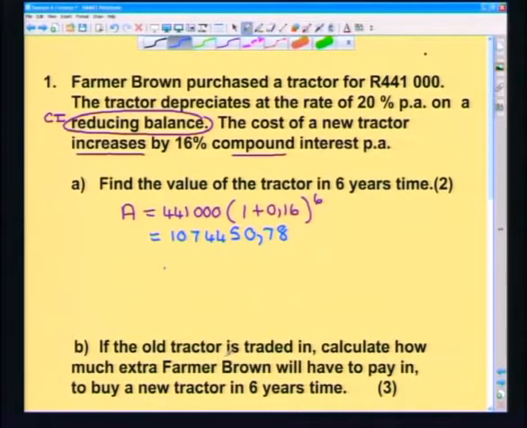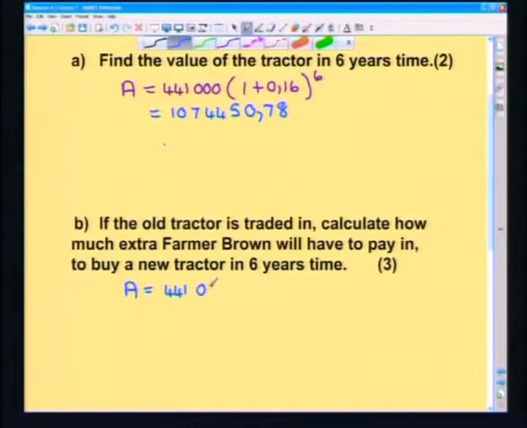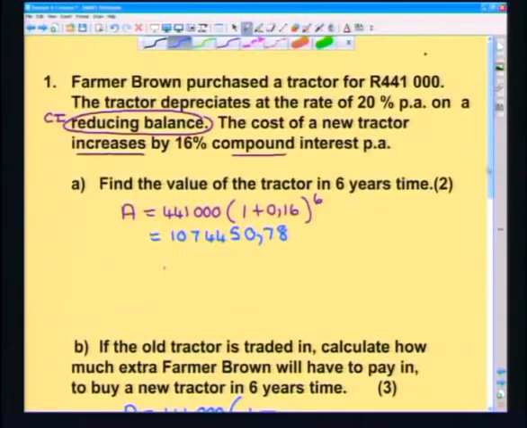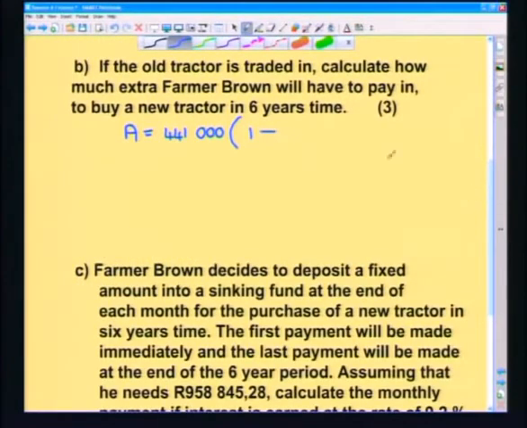Now it says, if the old tractor is traded in, calculate how much extra Farmer Brown will have to pay to buy a new tractor in 6 years' time. So now we're talking about the depreciation on the present value of the tractor. So we're saying 441,000 times one minus, now the interest rate that they gave us for our depreciation was a rate of 20% on the reducing balance. That's why I'm using the compound angle formula. So it's 20%, so it's 0,20, and it's for 6 years.